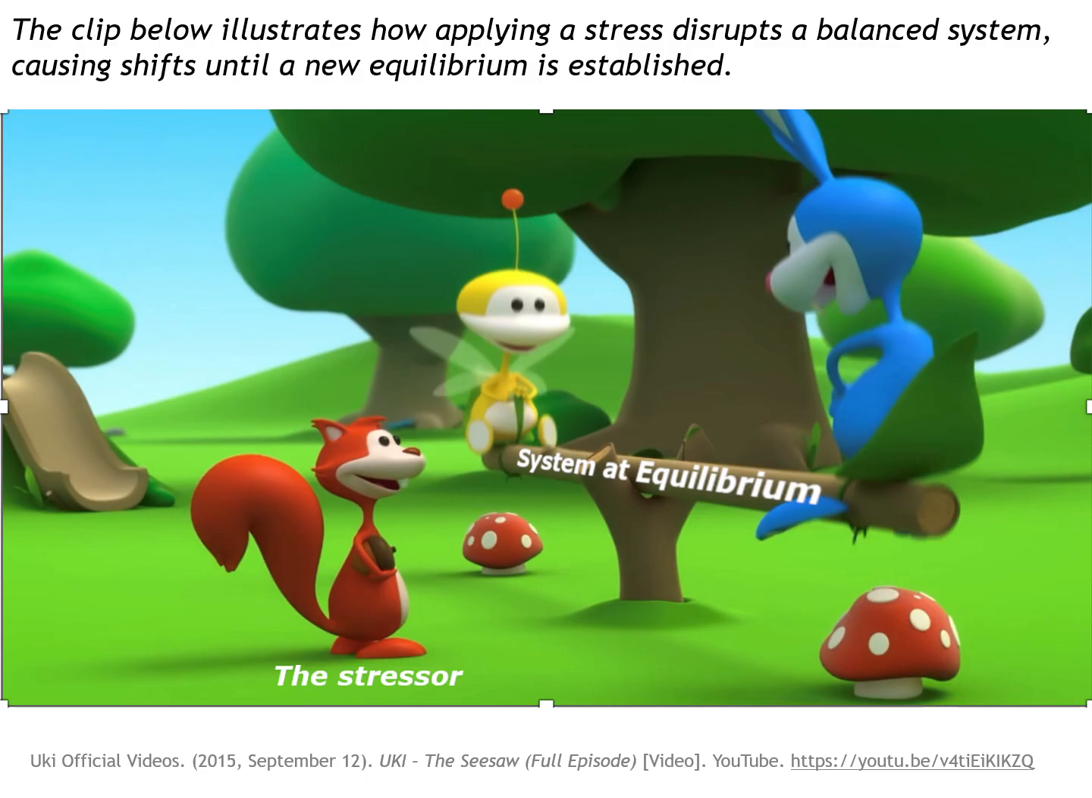So in this video, we're going to have a system at equilibrium. So our system at equilibrium is shown with a seesaw. We have an animal on either side of it. They're going to be going back and forth at a nice even rate. And then we got this squirrel, who is the stressor. So let's go ahead and get this started.